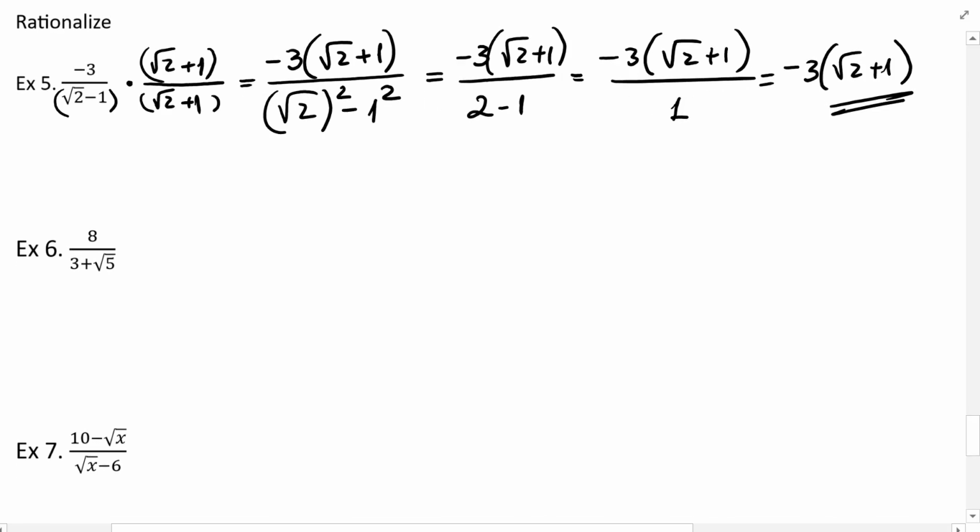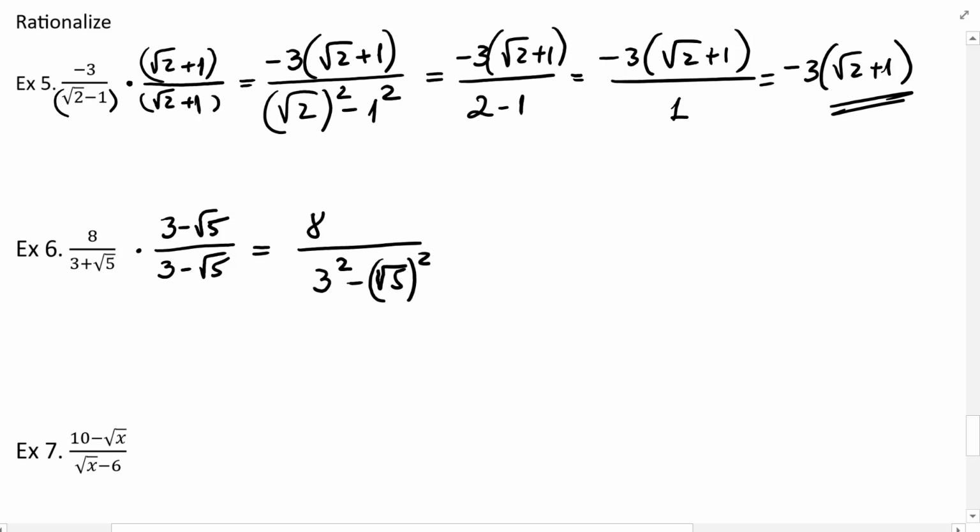So if we take a look at example 6, we're going to multiply by 3 minus square root of 5, top and bottom, right? Because we already have a plus b, so we need a minus b. So that means the denominator is going to be 3 squared minus square root of 5 squared, and the numerator is 8 times the quantity 3 minus square root of 5. Do not multiply the 8 just yet, and you'll see in a few seconds why.